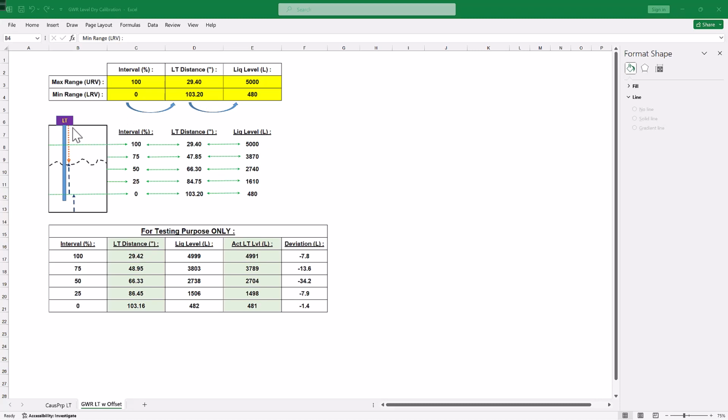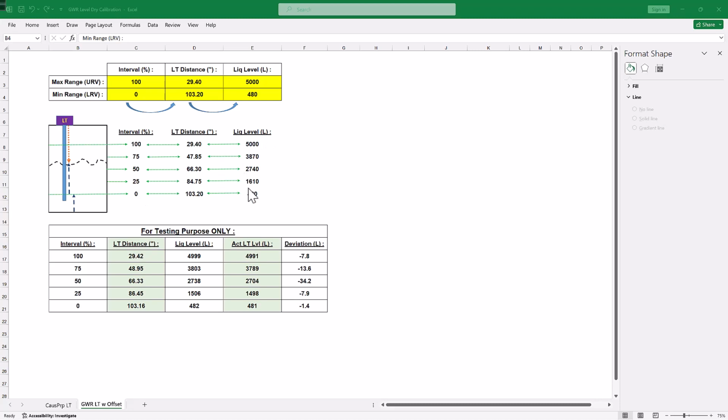As for the LRV or minimum range of the level transmitter distance, 103.20 means the distance from the level transmitter head until this zero reference line, or the LRV low range value reference line, is 103.20 inch. As for this 5000 liter, it means the level from this LRV or zero reference line to here, the URV line or upper range value line, is 5000 liter. And 480 liter means there is 480 liter at this LRV line. So this 480 liter is measured from the bottom of the tank all the way to this zero reference line, or LRV, low range value line, which corresponds to 0%.